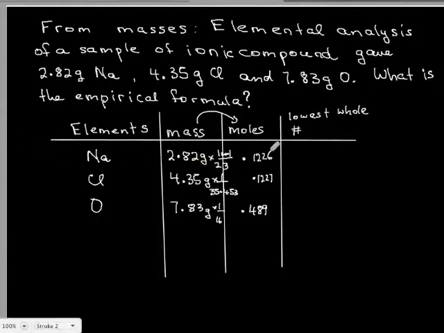So let's go ahead and do that. So this will be close to 1, and chlorine would be close to 1, and 0.489 divided by 0.1226 will be 4. So your empirical formula would be 1 sodium, and you don't have to write a 1, 1 chlorine, and you don't have to write a 1, and 4 oxygen. And that's your final answer.